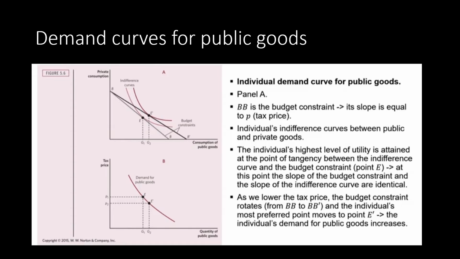Here we look at a situation where we lower the tax price. The budget constraint rotates from BB to BB subsequent 1. So you can see how it rotated from there to there. The individual's most preferred point moves to this one, where we have another indifference curve, meeting at point E subsequent 1. The individual's demand for the public good increases.